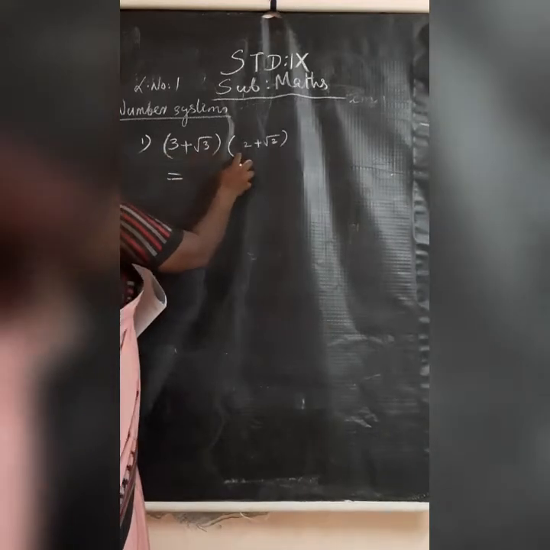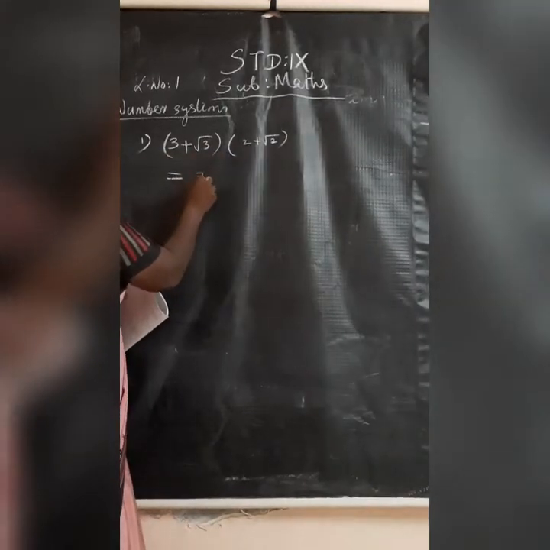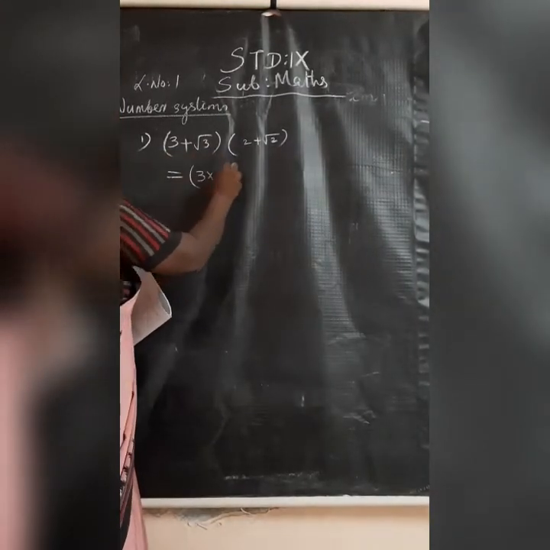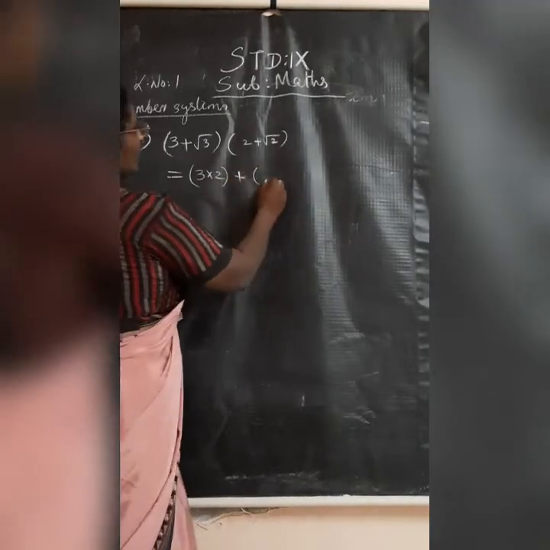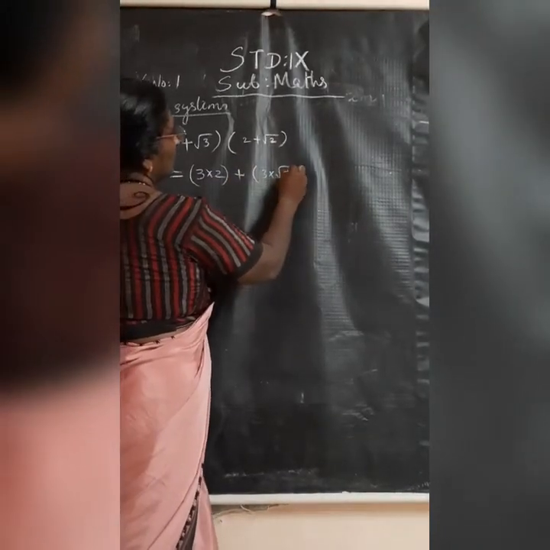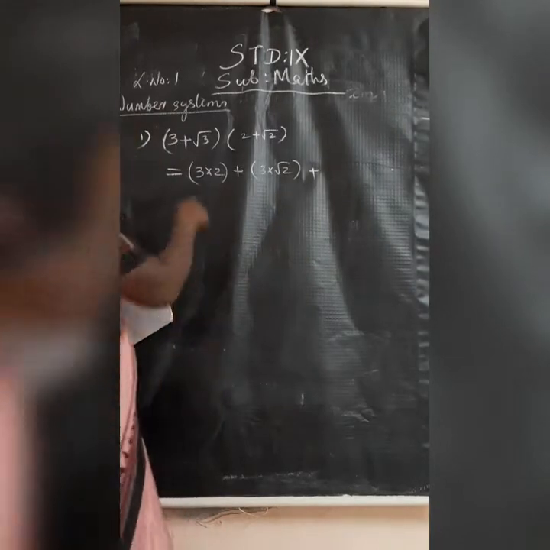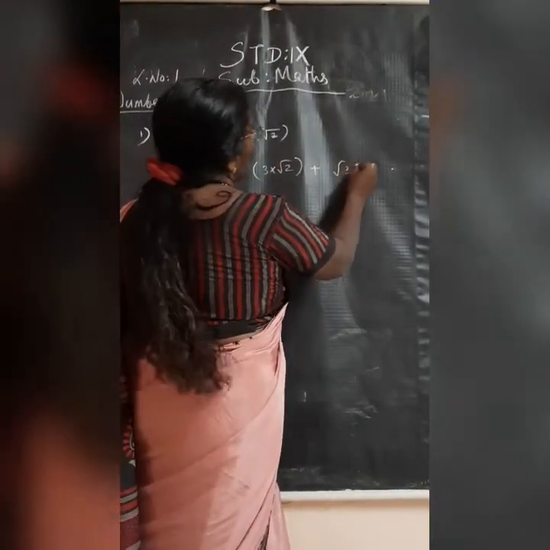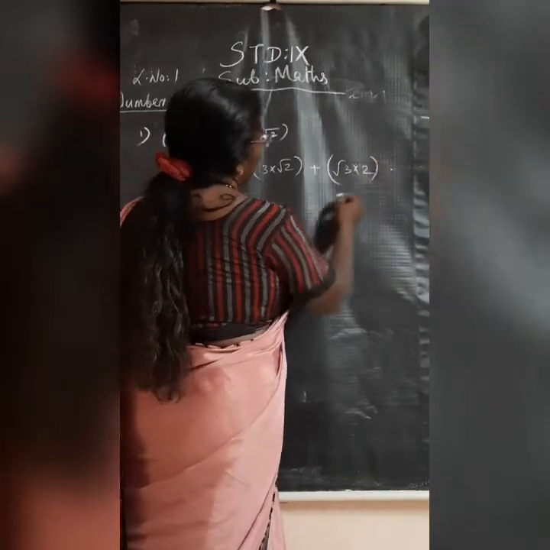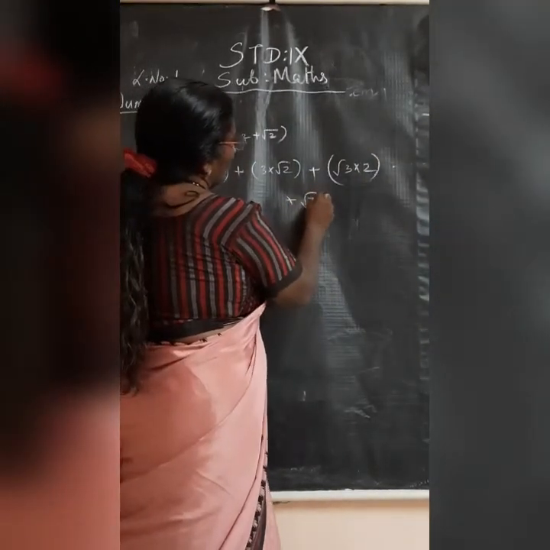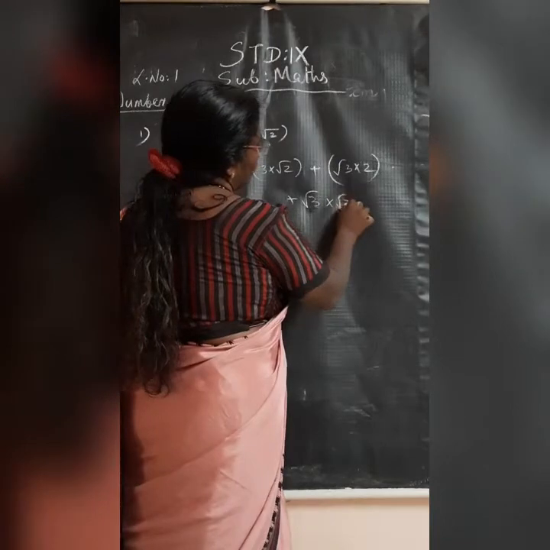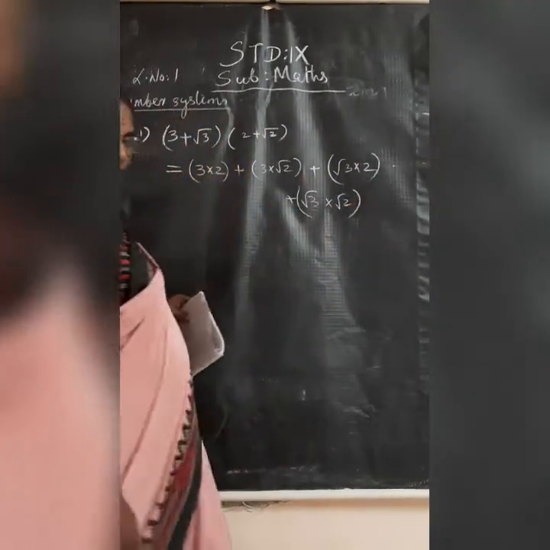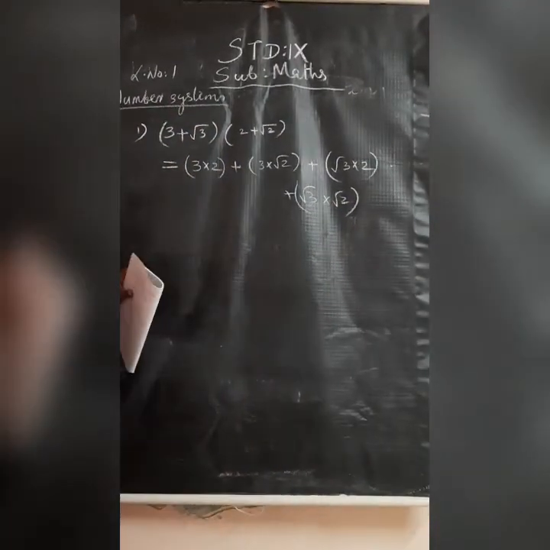First term multiply with both the terms. That means 3 into 2, plus 3 into √2. Now the second term, multiply with all the terms. That is √3 into 2, plus √3 into √2. You can do along with me so you will understand clearly.